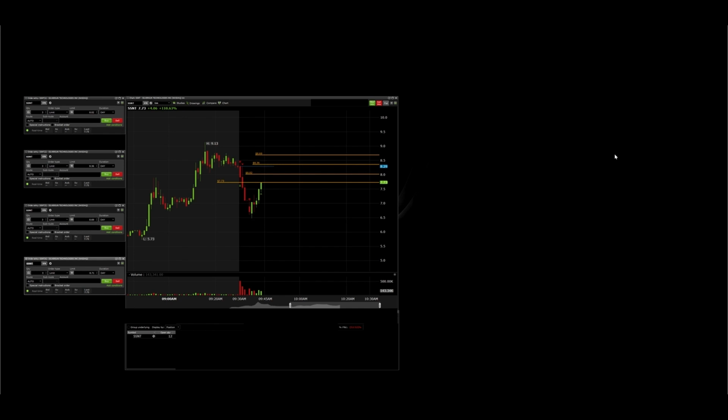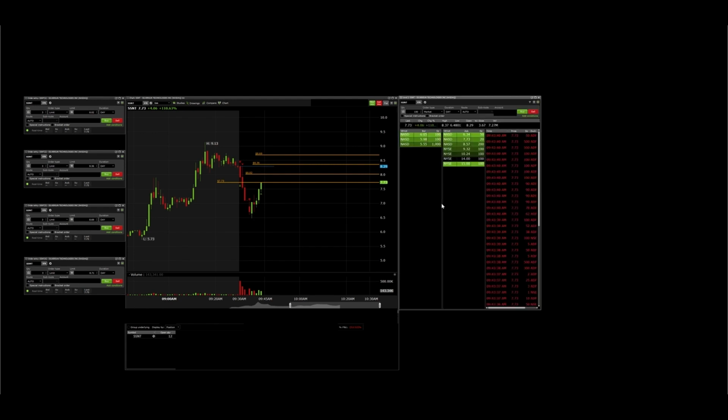Now we just wait. Okay. I added the level 2 to the right hand side. That's just so you can see right now there's no orders going through. At 9:43 is when it stopped.